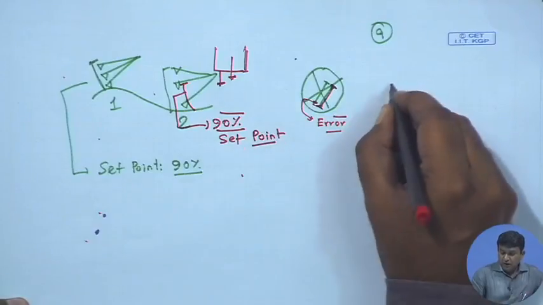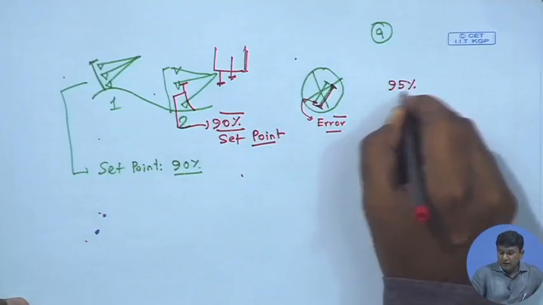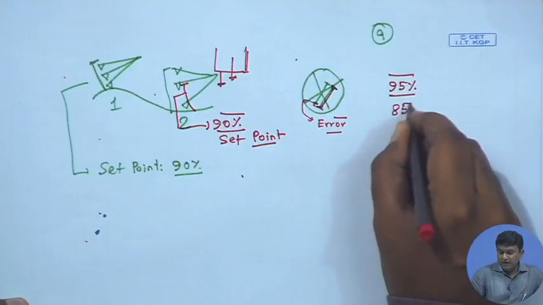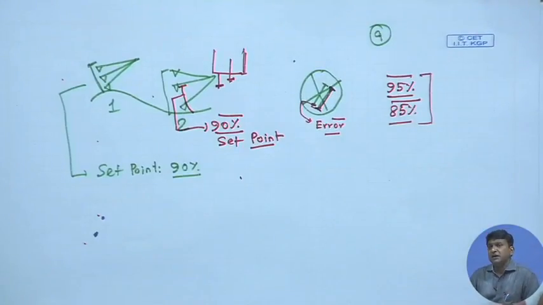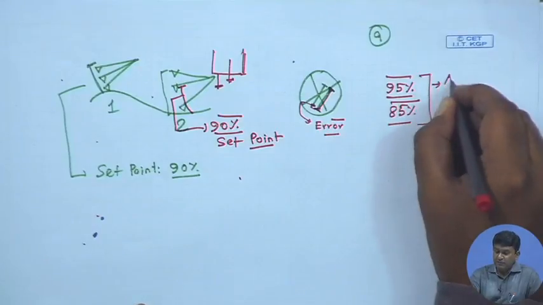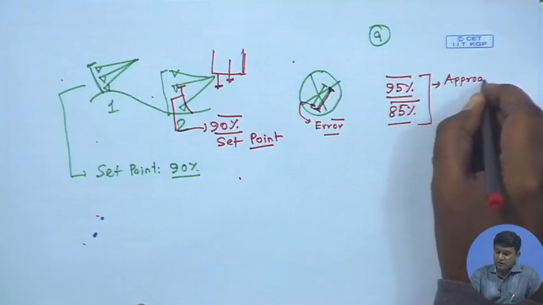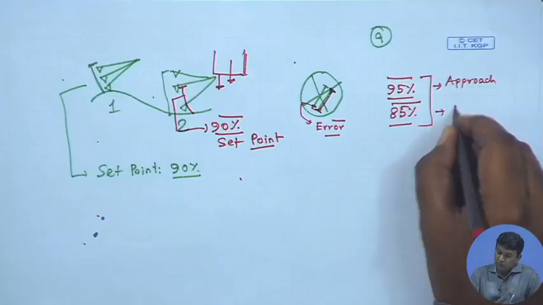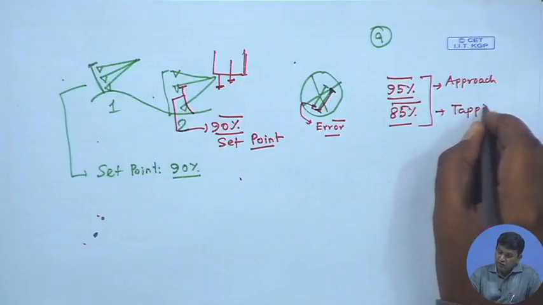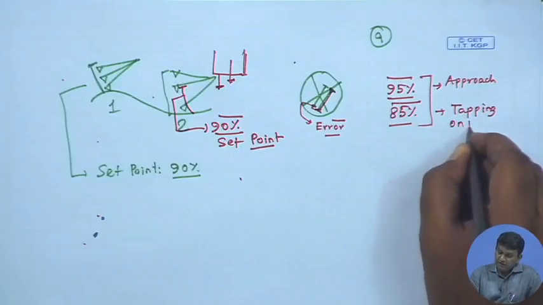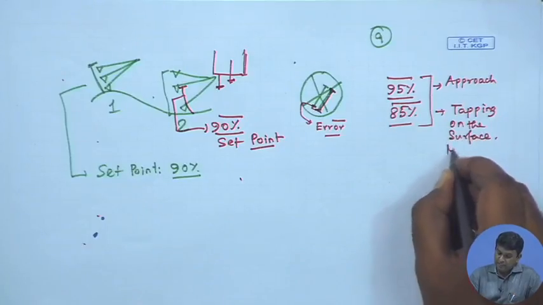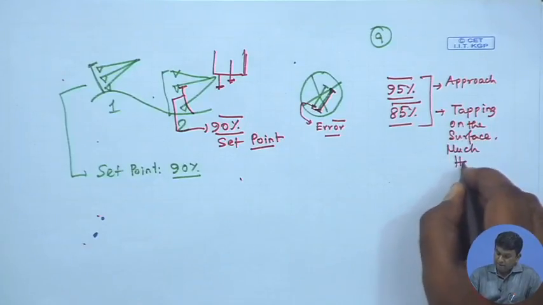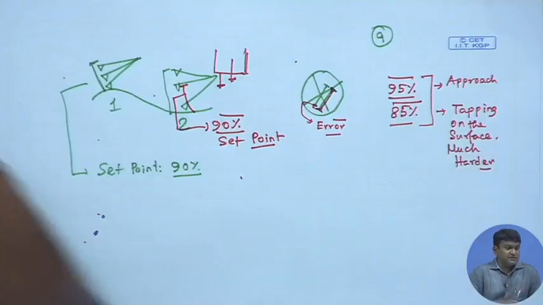So, one can ask whether you stop at 85% versus 95% of the free amplitude, what would be the implication? The implication is, here the approach is a much softer approach, and here you are essentially tapping or knocking on the surface much harder. Okay. So, that is in a nutshell the tapping mode.